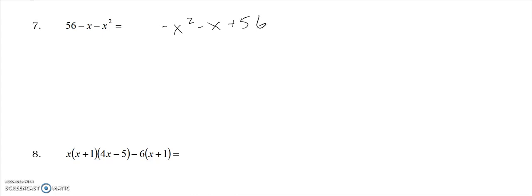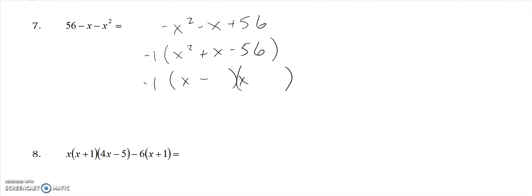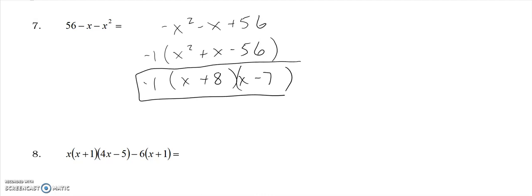And then if the leading term is negative, I always factor that negative out. You don't have to. It just definitely makes life easier. Especially if this is a factor of 1 here, but even if it's not, it makes life much easier. Factors of negative 56 that add up to 1, that would be 8 and negative 7, and then you're done. So a fairly straightforward factoring of a trinomial with a leading coefficient of 1.